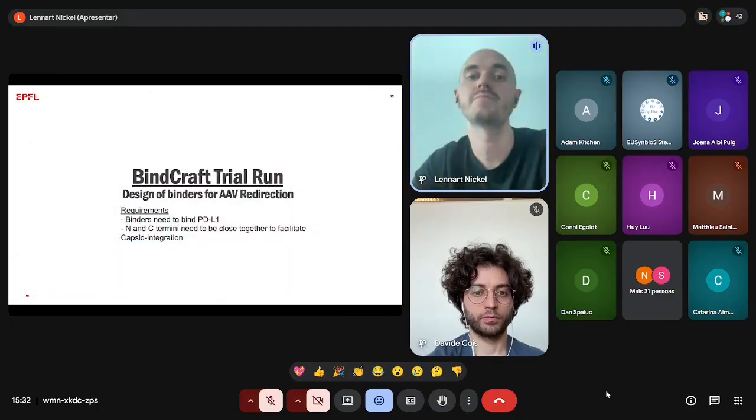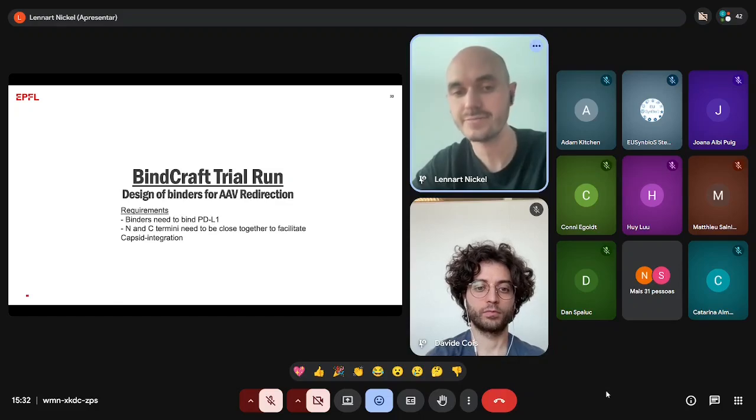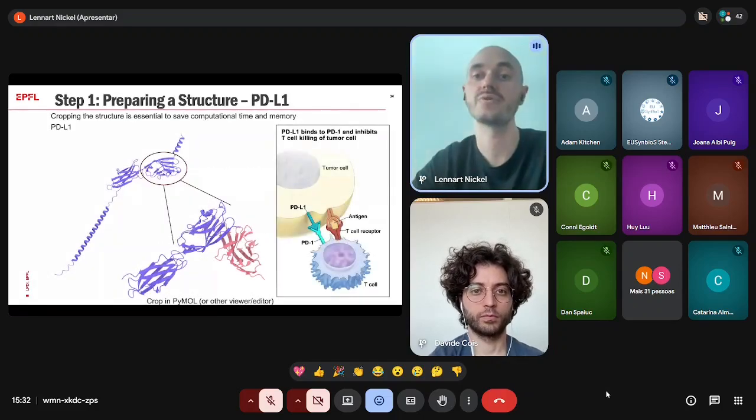And this brings me to the part of the workshop that is a little bit more hands-on, where I will walk you through how we could set up such a run to make these binders for AAV redirection. We first start with the requirement that we need a binder for binding to PD-L1. So what you do, and this might sound very trivial to many of you, but I think it's always a good refresher for people who have not worked with protein design a lot.